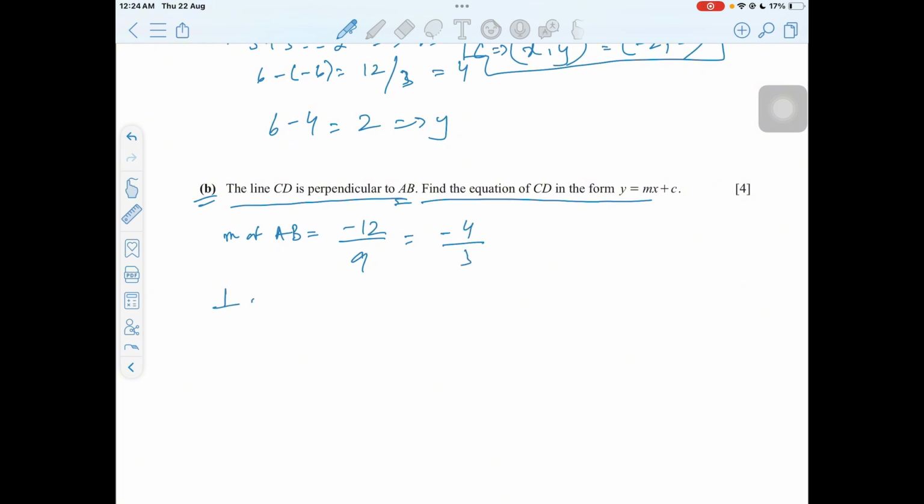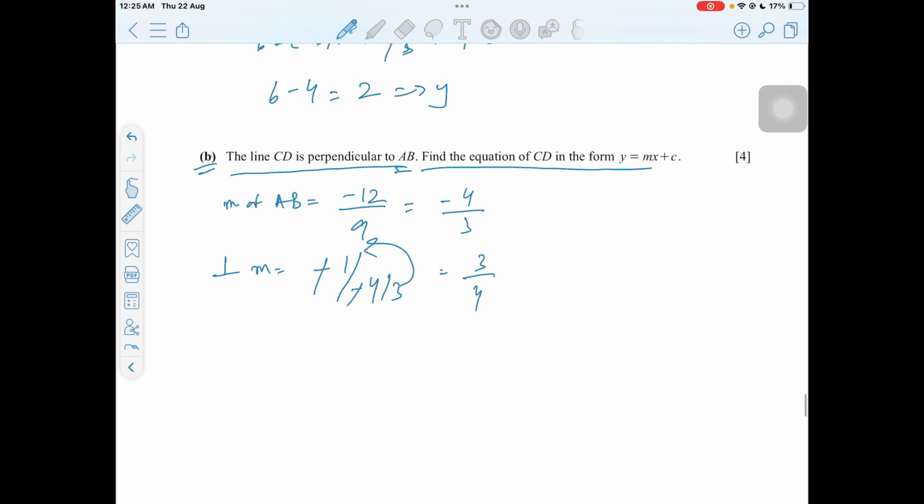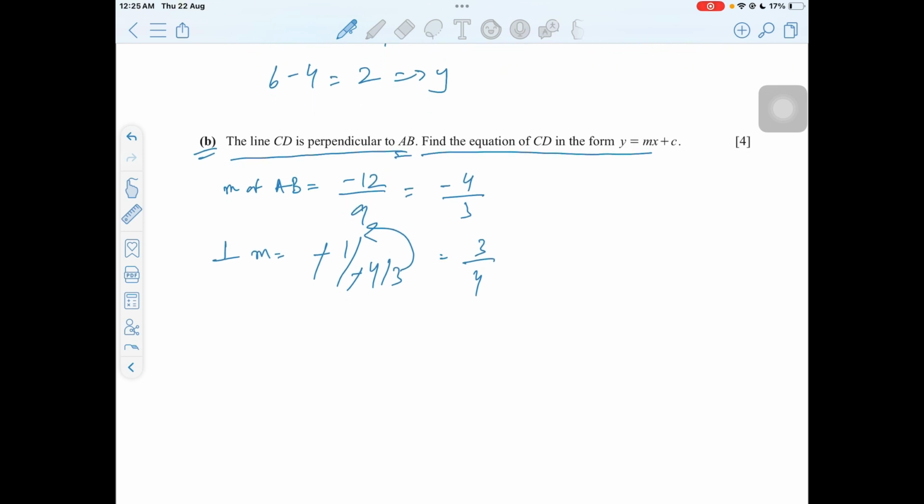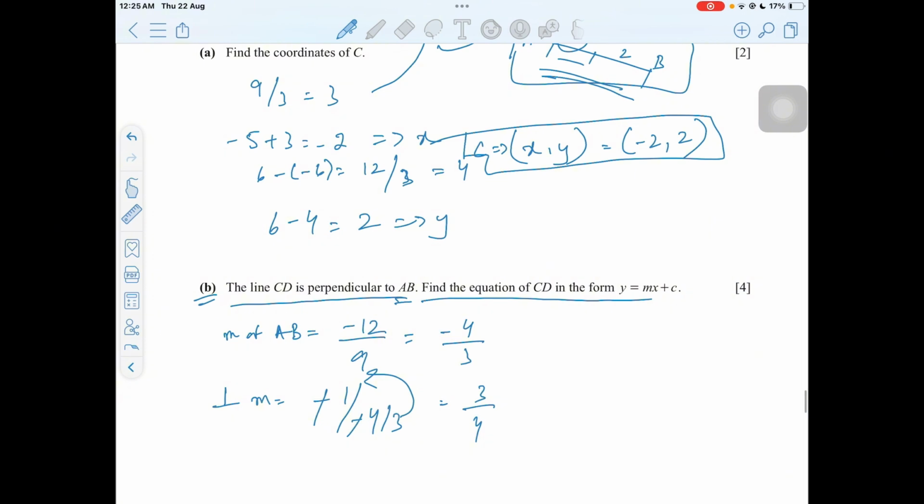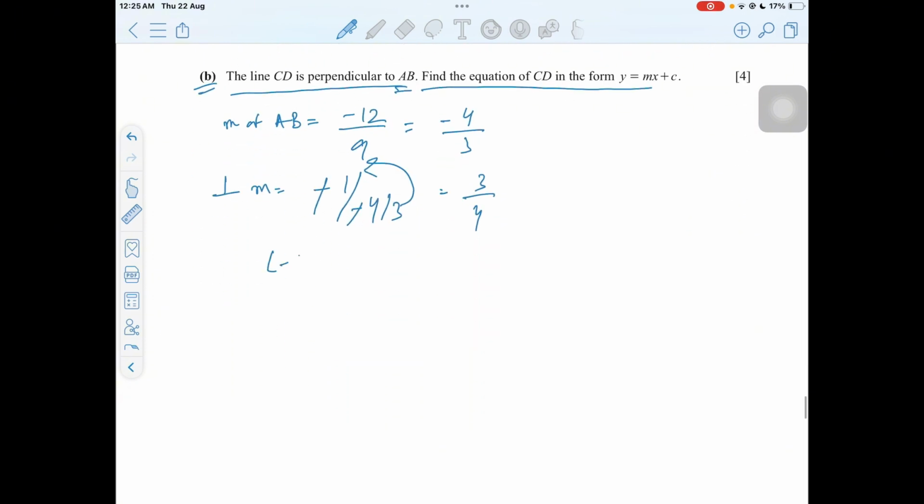Perpendicular gradient would be negative reciprocal. So this would be negative 1 over negative 4 over 3. Negative and negative would be cancelled out. This 3 would go up. So this would be 3 over 4. We have our gradient of the perpendicular, right? Now we need the C coordinates. We have the C coordinates. Let's just write this down.